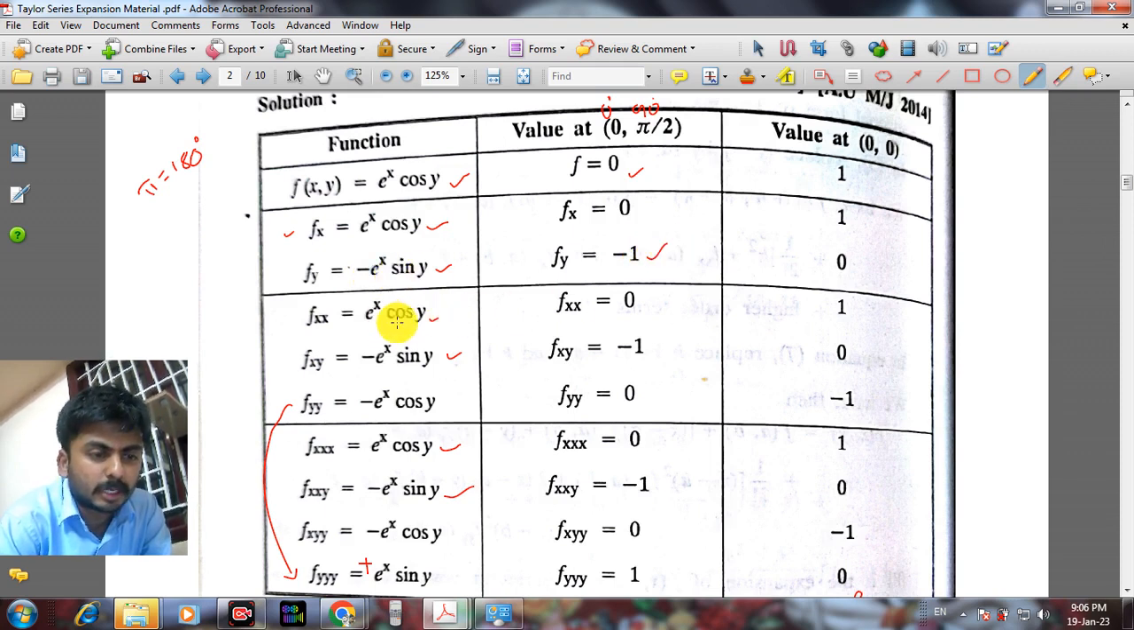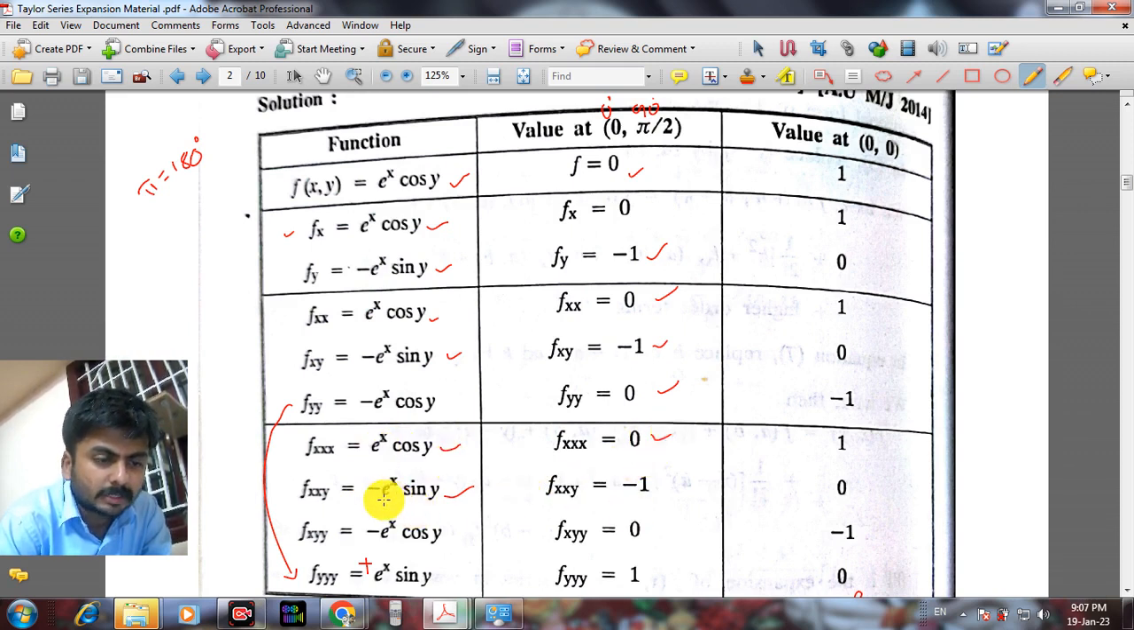Here e power 0 is 1, cos 90 is 0, so 0. Here e power 0 is 1, sin 90 is 1, so 1. Here e power 0 is 1, cos 90 is 0, so minus 1 into 0 is 0. Here e power 0 is 1, cos 90 is 0, so 1 into 0 is 0.